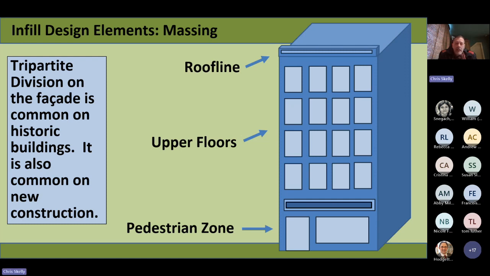If we go vertically on the building, there are ways to break up the massing of a building as well. And so you can see on a building like this, you have a pedestrian zone. You've got a large storefront window there, an entrance, signboard there. You've got the upper floors with all the windows there, and then something different happening at the roof line with the cornice or the parapet or something like that here.